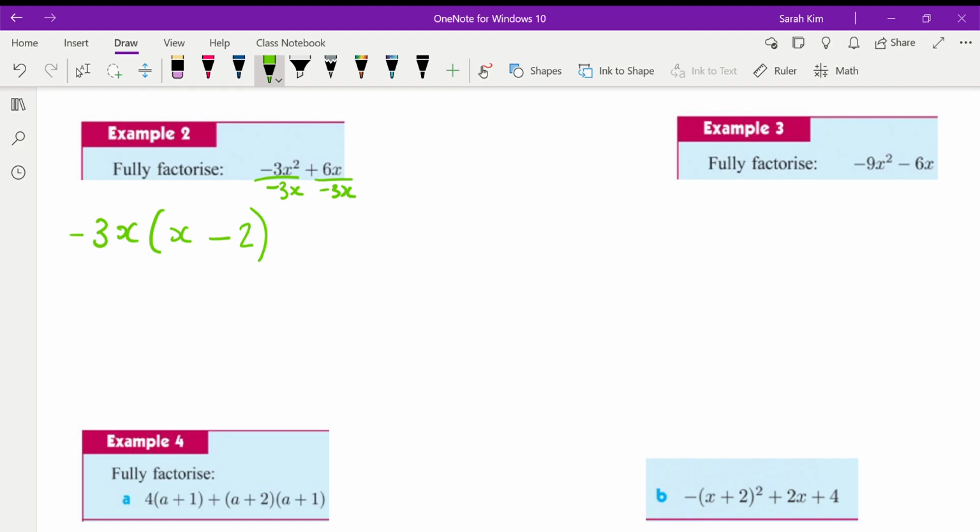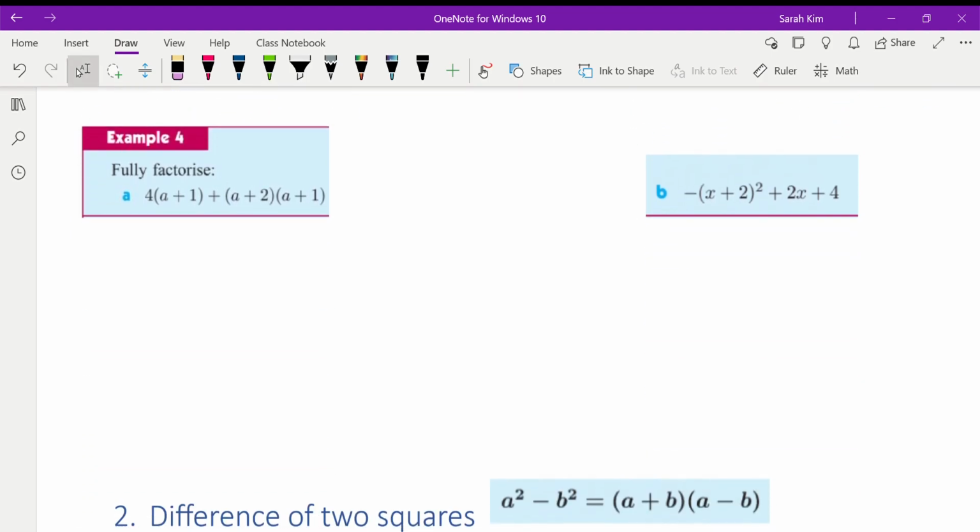Next one, I've got a minus 3 I can take out. 9 and 6 can be both divided by 3. And another x. So if I divide both of these by minus 3, if you need to physically write it like I am doing, please do so. So first term, minus 9 divided by minus 3 is 3, and then x squared divided by x is x. Next term, minus 6 divided by minus 3 is plus 2, x divided by x is nothing, or 1. So that is my answer.